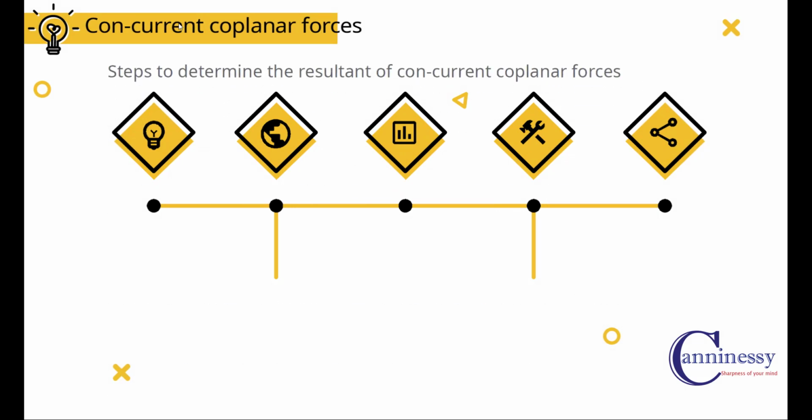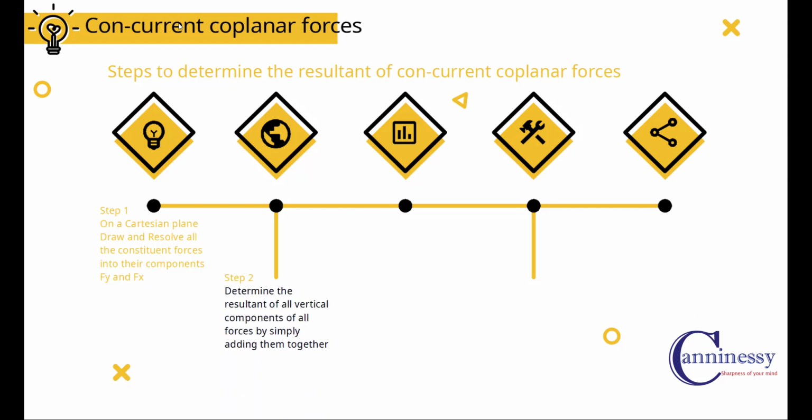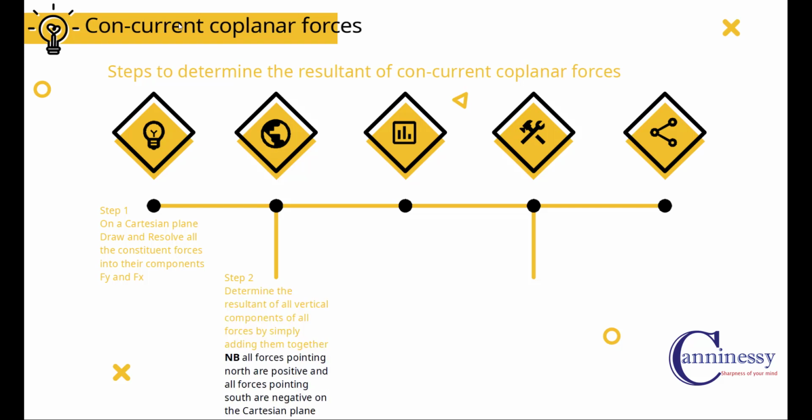Steps to determine the resultant of coplanar forces. Step number 1. On a Cartesian plane, draw and resolve all the constituent forces into their components Fy and Fx. Step number 2. Determine the resultant of all vertical components of all forces by simply adding them together. Note that all forces pointing north are positive and all forces pointing south are negative on the Cartesian plane.